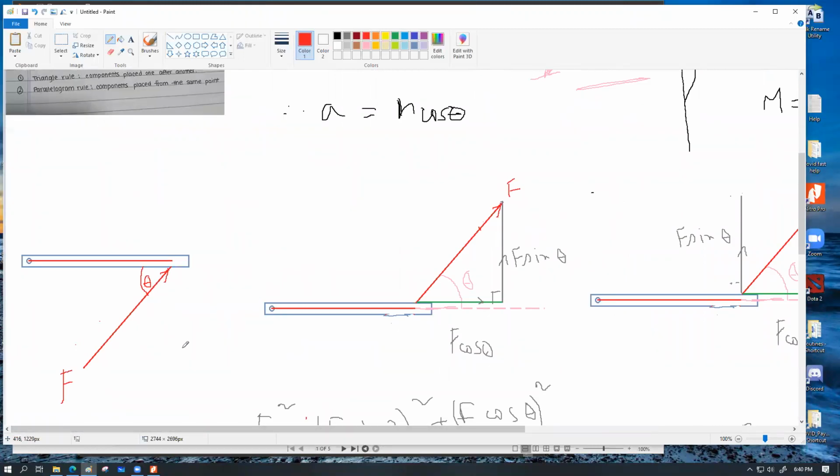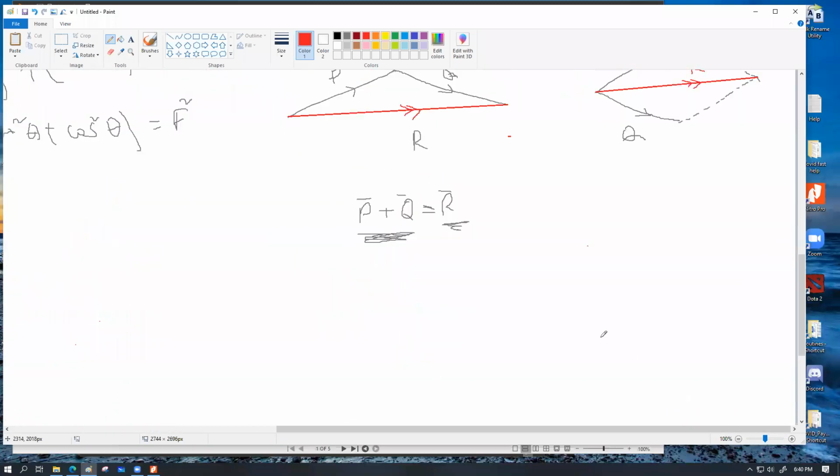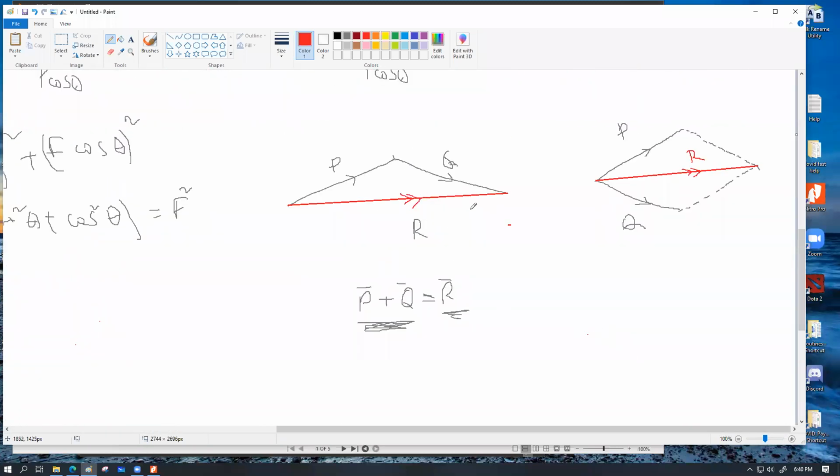So we can essentially replace a vector from one position to another position without changing its magnitude and its direction. Direction in this case means alignment. We can replace it anywhere. So that's basically what we did over here: we simply took this vector from here and brought it up to this position and made this into a right angle triangle.